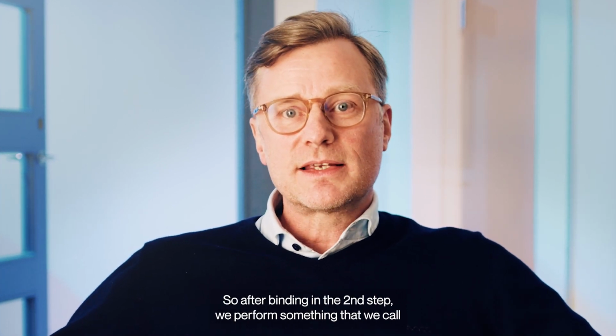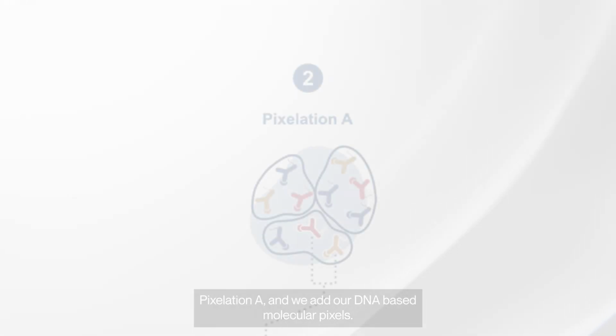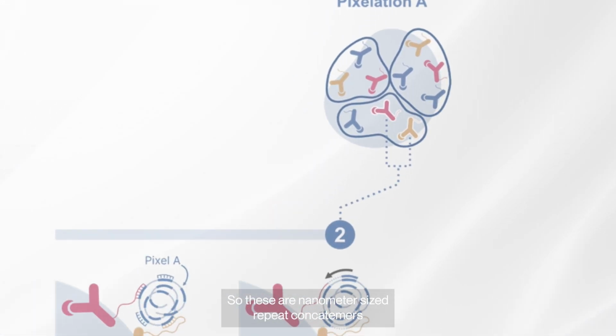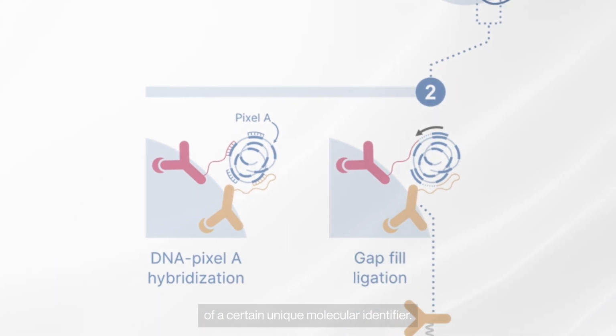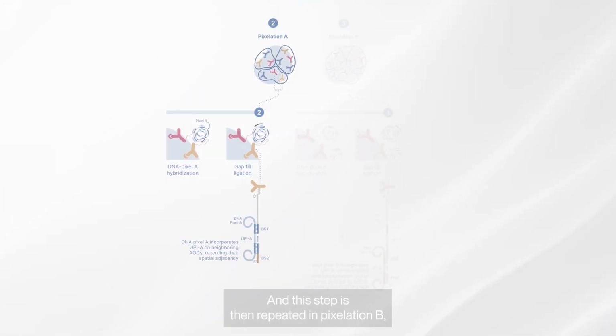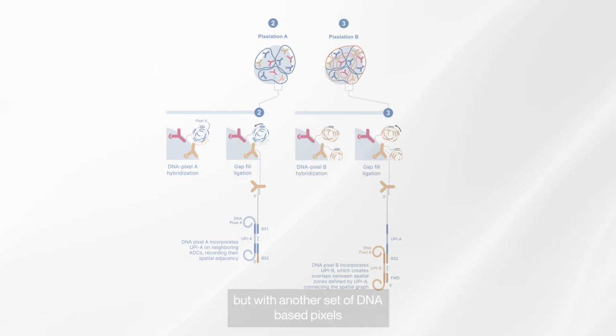So after binding, in the second step, we perform something that we call pixelation A, and we add our DNA-based molecular pixels. These are nanometer-sized repeat concatemers of a certain unique molecular identifier. Each DNA pixel has a unique DNA sequence, which fuses with the sequence on the antibody oligonucleotide that's bound to the cell, forming a colocalization zone, which we call colocalization zone A. And this step is then repeated in pixelation B, but with another set of DNA-based pixels, which effectively colocalizes the colocalization event, forming a complete mesh of 3D-based information of where the proteins are in relationship to each other on a single cell.